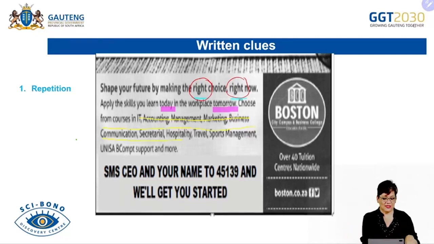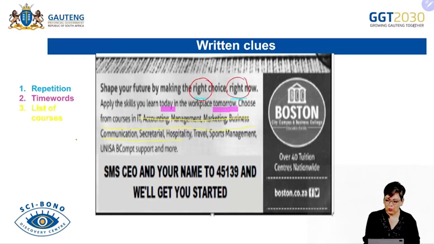Apply the skills you learn today in the workplace tomorrow. Wow, they're really saying that they are in there with the times. Whatever you're learning today, you will be able to use tomorrow. And then they've got a list of courses: IT, accounting, sports management, travel, a whole lot of courses that they've included for you. Obviously to entice you, because we're not all people who like accounting, but I might like travel or sports management. Can you see they cater for quite a lot of people?